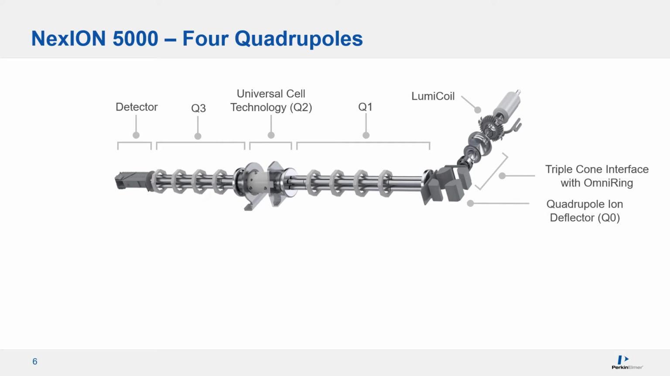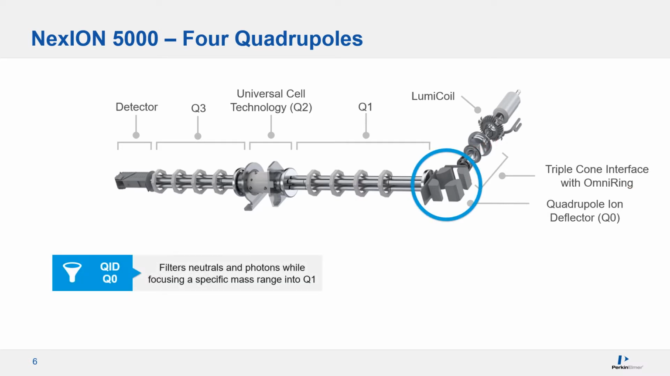All right, if we take a look at the ion path of the NexION 5000, it has 4 quadrupoles, and we'll go through those quadrupoles. But prior to that, you'll see the LumaCoil system. So a nice, simple sample introduction system with an aluminum solid load coil. This has been a significant advancement in ionization of our samples, creating those ions for mass spectrometry. And then the triple cone interface has been improved in the NexION 5000 with the OmniRing technology.